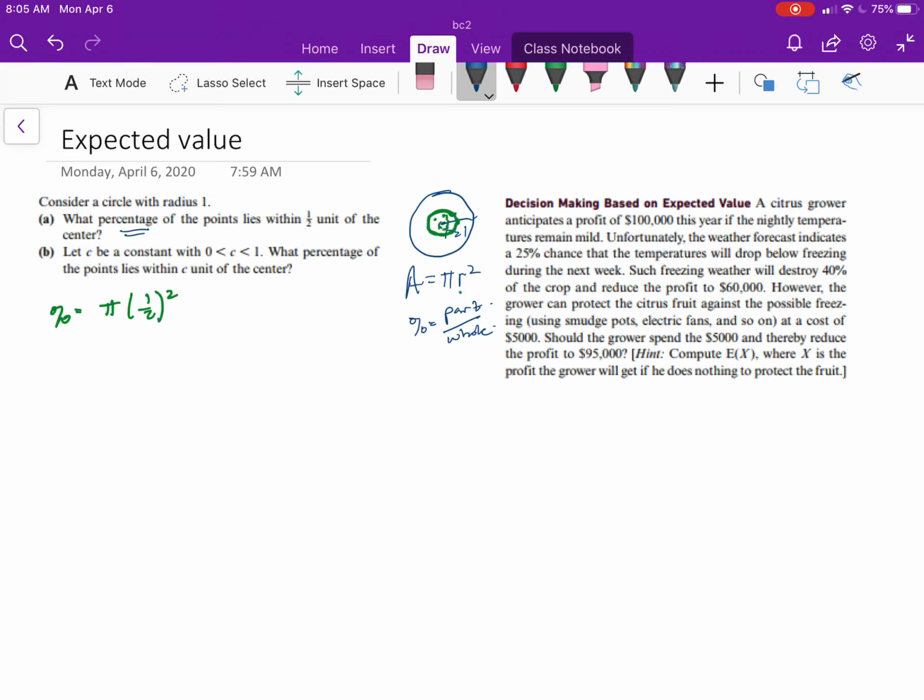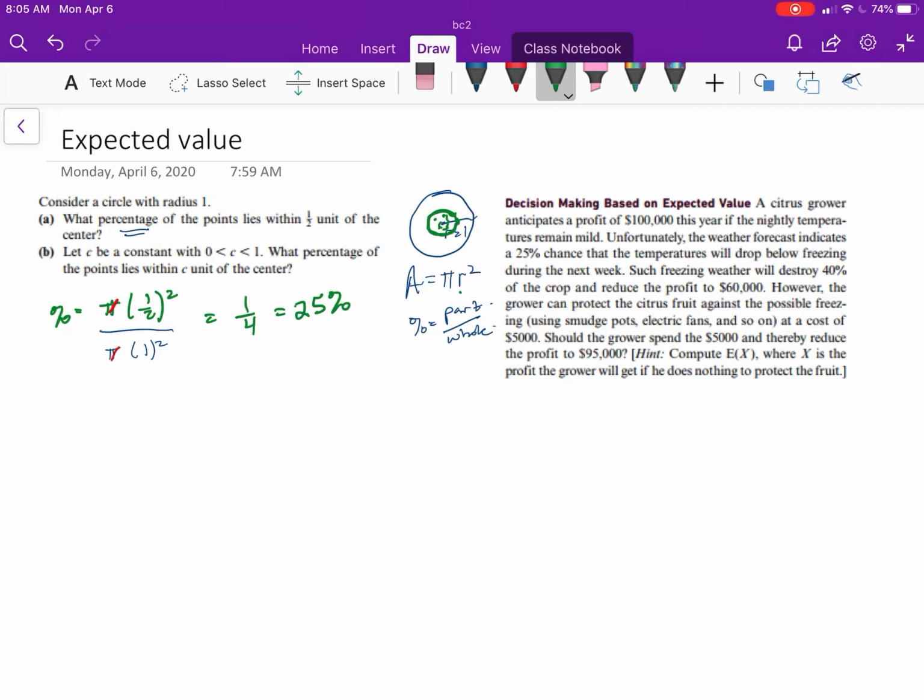For the outer ring, the whole thing is pi times 1 squared, since the radius is 1. Now, since it's division, pi over pi is 1. 1/2 squared is 1/4, and 1 squared is 1, so dividing by 1, I don't really need it. But it asks what percentage, so 1/4 is 0.25, which is 25%. So 25% of the points lie within 1/2 unit of the center.